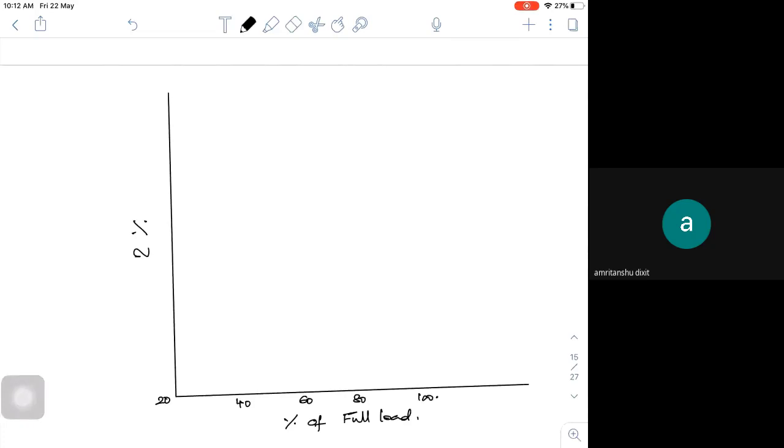Fine. I can't have more than 100%. So 20, 40, 60, 80, 100. If you want, you can go in terms of 10 also. So 20, 30, 40, 50, 60, 70, 80, and maybe 90. It may be difficult to go beyond 90, 95, so that should be enough.